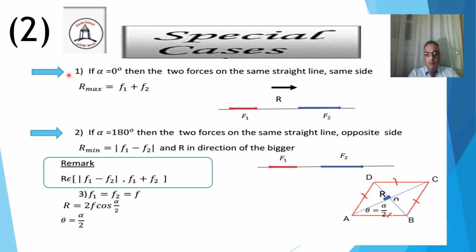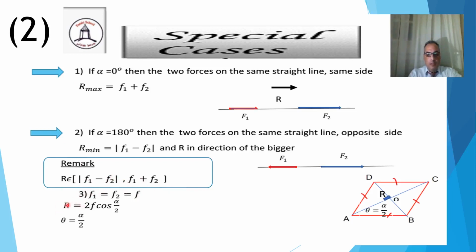From remarks 1 and 2, first and second, we can deduce this remark: the resultant belongs to the closed interval between the difference and the sum. That means the resultant belongs to the closed interval, the difference and the sum.